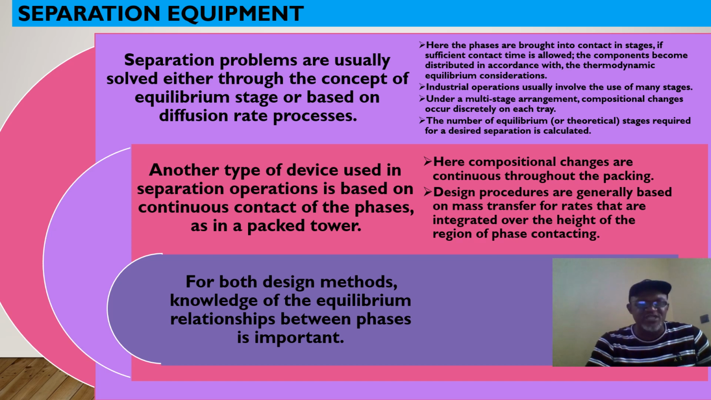For instance, if you want to clean up water, in an activated carbon column, once the water passes through, there will be a kind of filtration by absorption, removing some contaminants in the water. So when the water comes out, the composition will no longer be the same as the initial contaminated water. Here, the compositional changes are continuous throughout the packing. Design procedures are generally based on mass transfer rates that are integrated over the height of the region of phase contacting. For both design methods, knowledge of the equilibrium relationship between phases is very important.